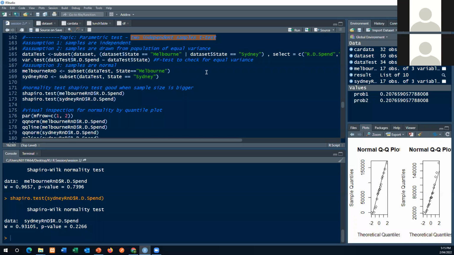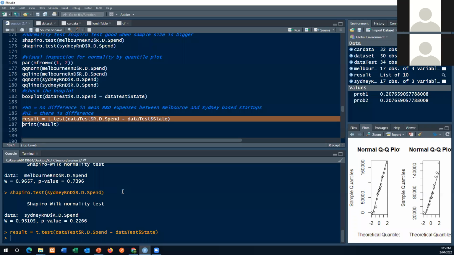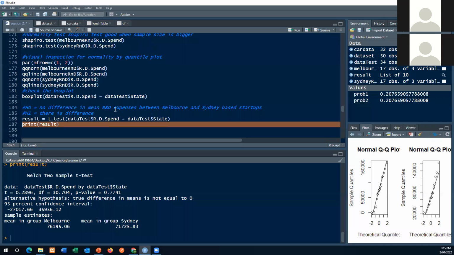So in this case, what is the p-value? The p-value is very high. We are retaining the hypothesis. This means no difference. There is no mean difference in R&D expenses between Melbourne and Sydney, because all the startup companies, irrespective of the state, are spending the same.